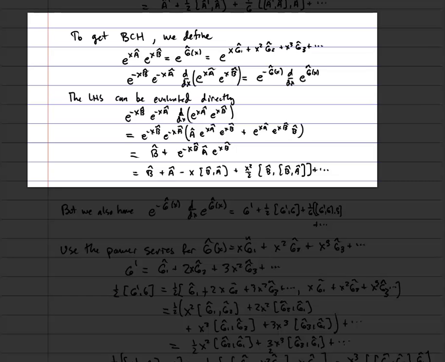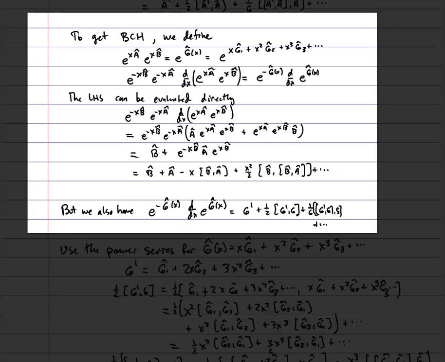plus a minus x commutator of b with a plus x squared double nested commutator of b with the commutator of b with a, and so forth. Now, using the identity we had before, e to the minus g of x d by dx e to the g of x, that's just equal to g prime plus 1/2 commutator of g prime with g plus 1/6 double nested commutator of the commutator of g prime with g, commutator with g, and so forth, and that becomes an infinite series that keeps on going.